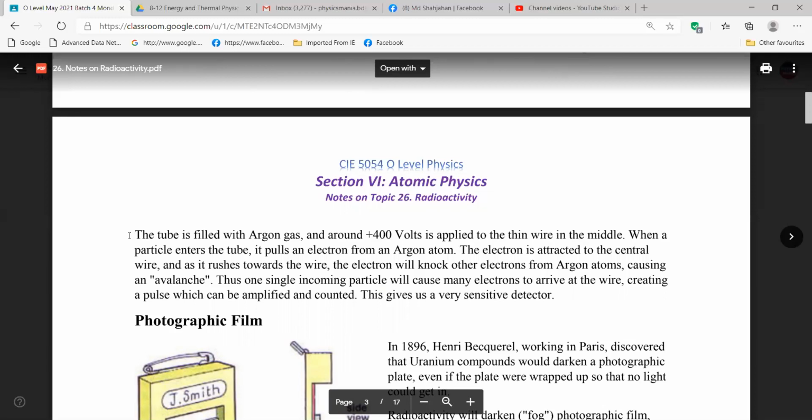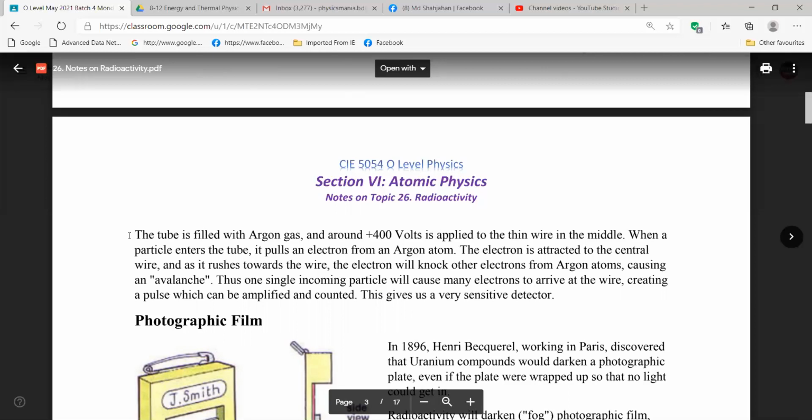The tube is filled with argon gas and around plus 400 volts is applied to the thin wire in the middle. When a particle enters the tube, it pulls an electron from an argon atom, which is attracted to the center wire. As it rushes towards the wire, the electron will knock electrons from other argon atoms, causing an avalanche. Avalanche means plenty in amount, too much.